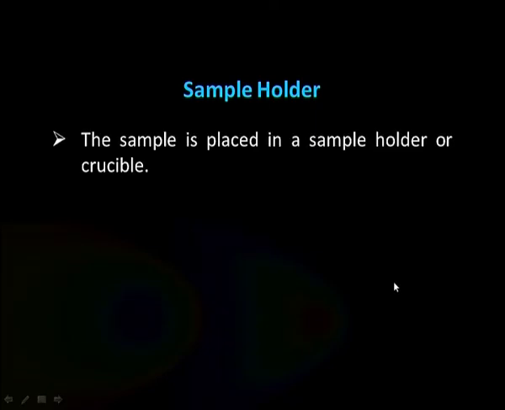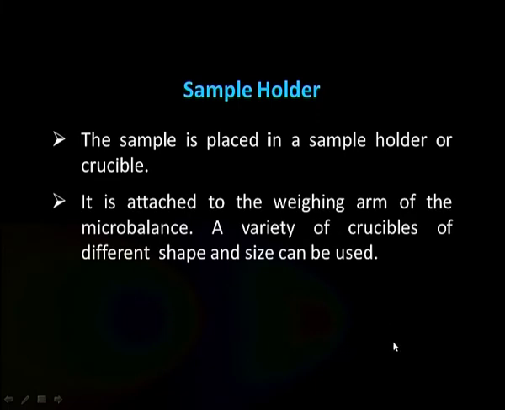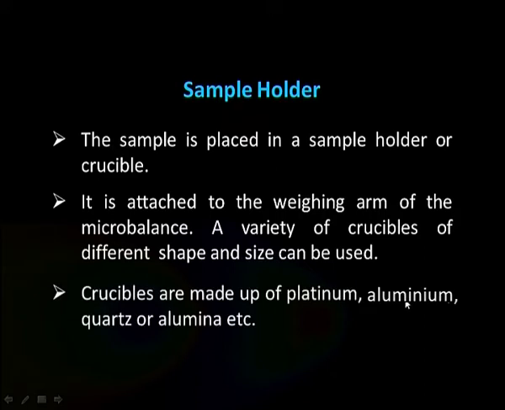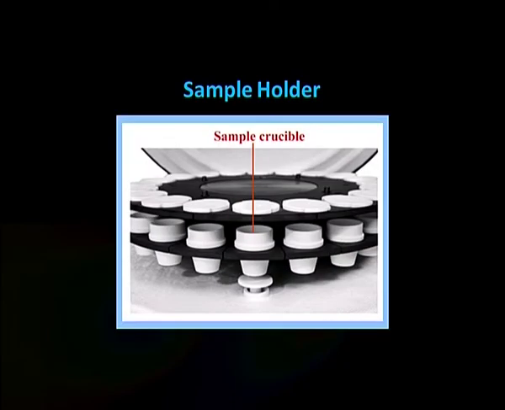Then comes the second part, sample holder. The sample is placed in a sample holder or a crucible. It is attached to the weighing arm of the microbalance, and a variety of crucibles of different shapes and sizes can be used in the instrument. Crucibles are made up of platinum, aluminum, quartz or alumina, etc. This is an example where you can see that we have a variety of crucibles we can put in the instrument.